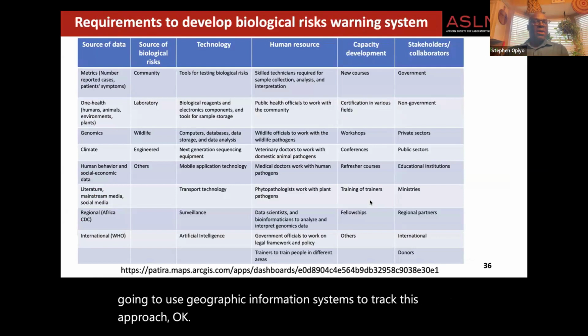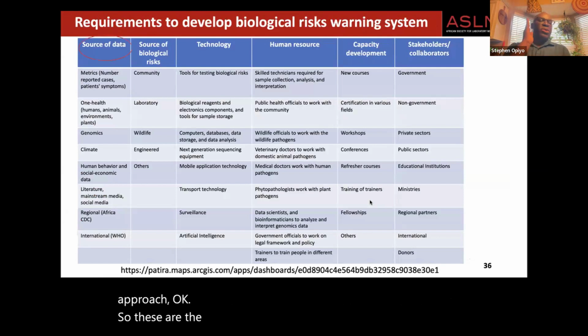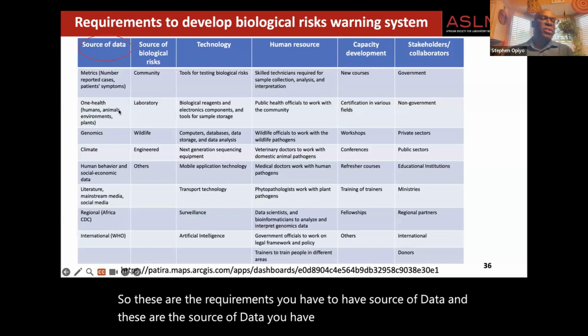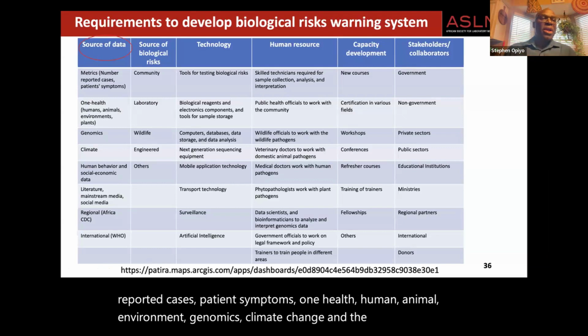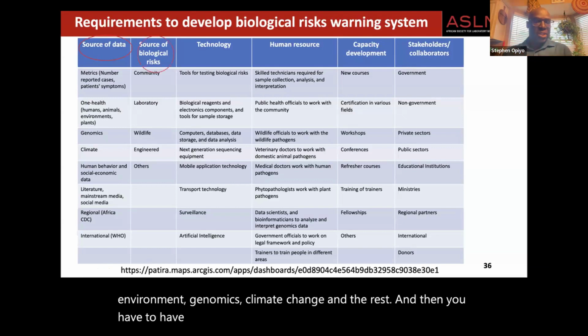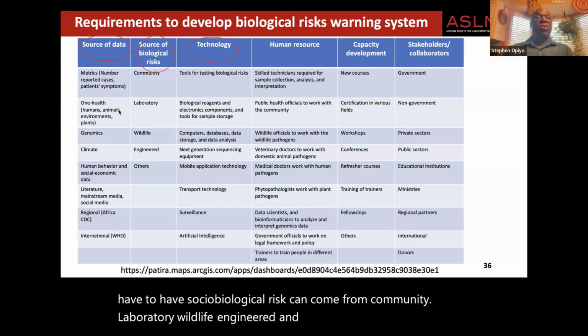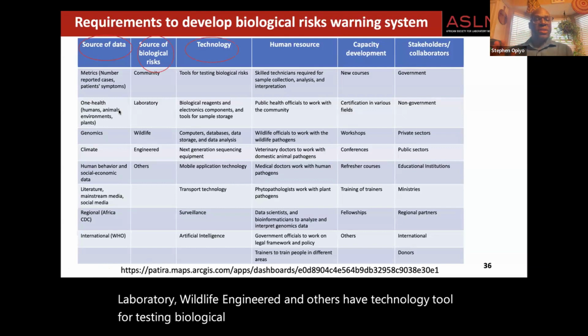So these are the requirements. You have to have source of data, and these are the source of data. You have to map. The metrics can be reported cases, patient symptoms, One Health, human, animal, environment, genomics, climate change, and the rest. And then you have to have social biological risk. Can come from community, laboratory, wildlife, engineered, and others. You have to have technology, tool for testing biological risk, biological reagents, computer databases, and so forth.